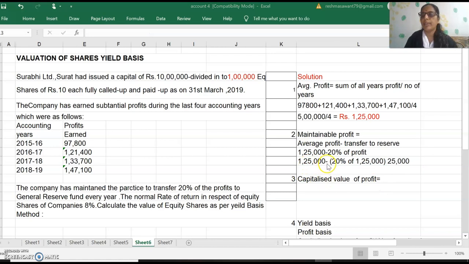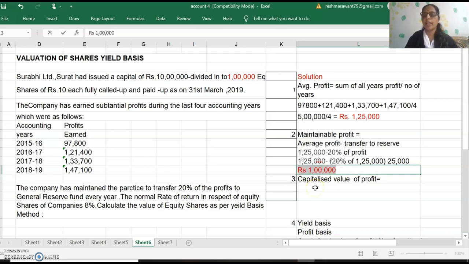So 1,25,000 minus 20% of 1,25,000. 20% of 1,25,000 is 25,000. 1,25,000 minus 25,000 is rupees 1 lakh, which is your maintainable profit. So maintainable profit is equal to 1 lakh.